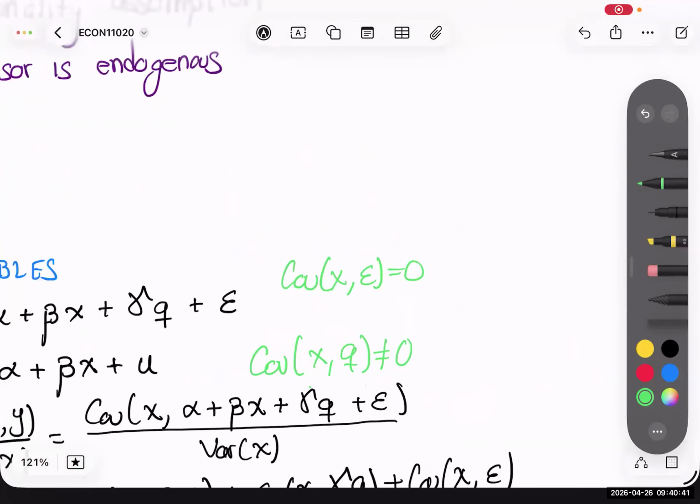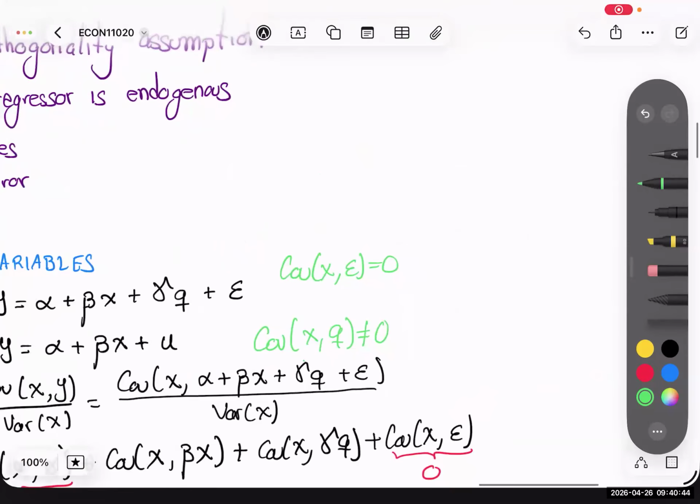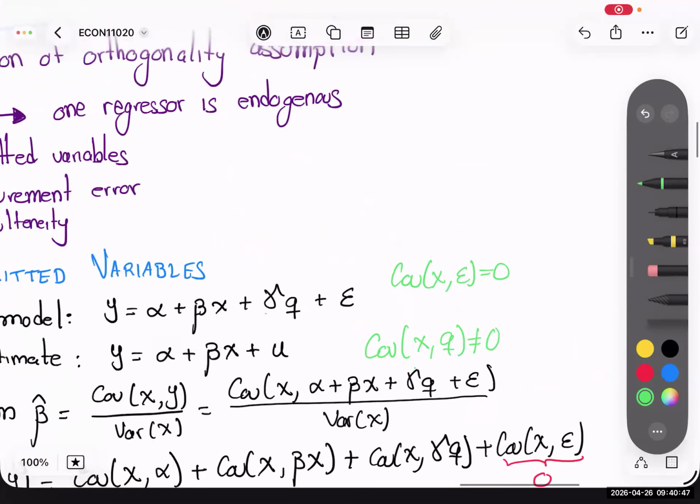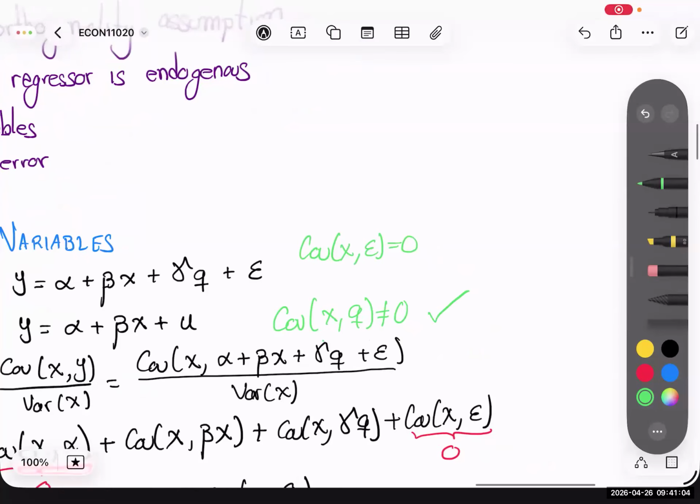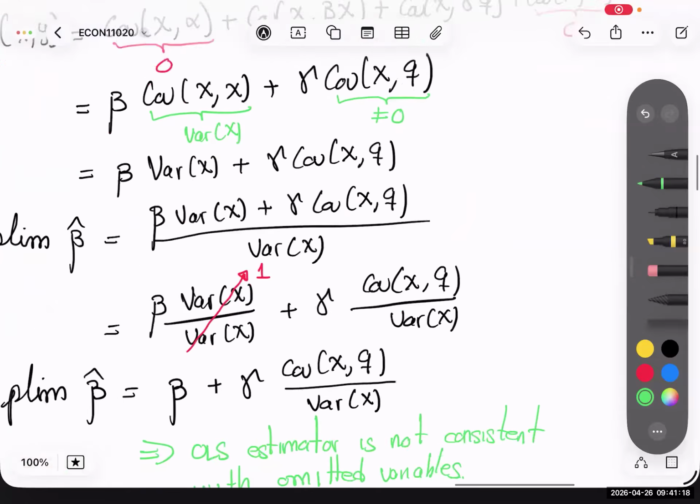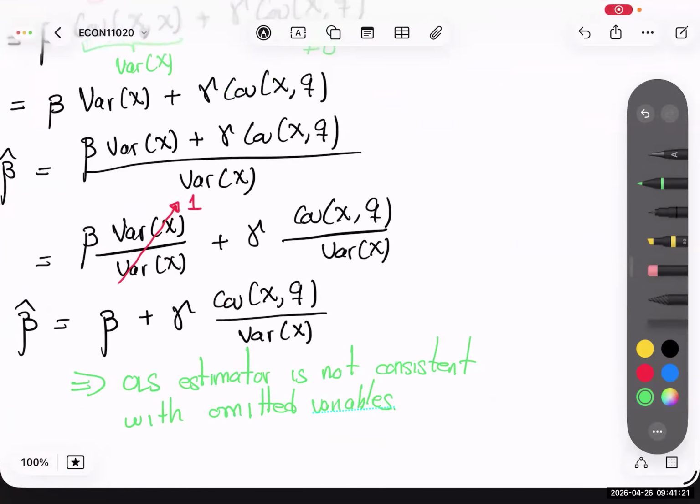Well, the first one is the assumption of orthogonality, but the other assumption is that this gamma is actually different from zero, because it means that there is a significant association between Q and Y, or that the omitted variable is actually relevant. And the second condition here for the omitted variables is that these two regressors are correlated, right? So if we define omitted variables in that way, then this statement is true, right? Which is what we just proved.